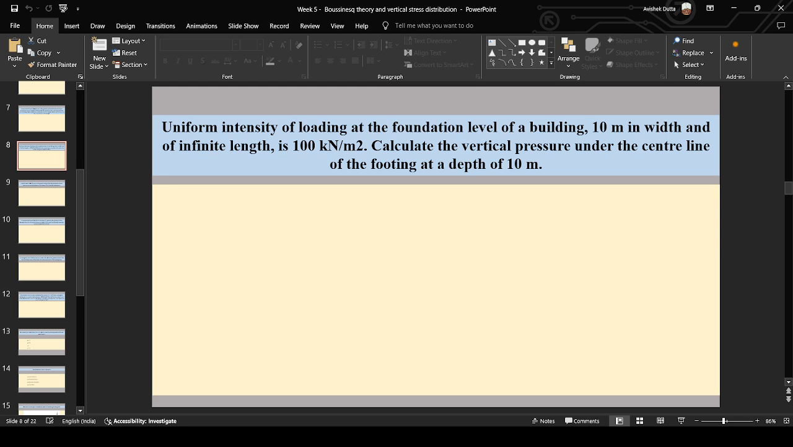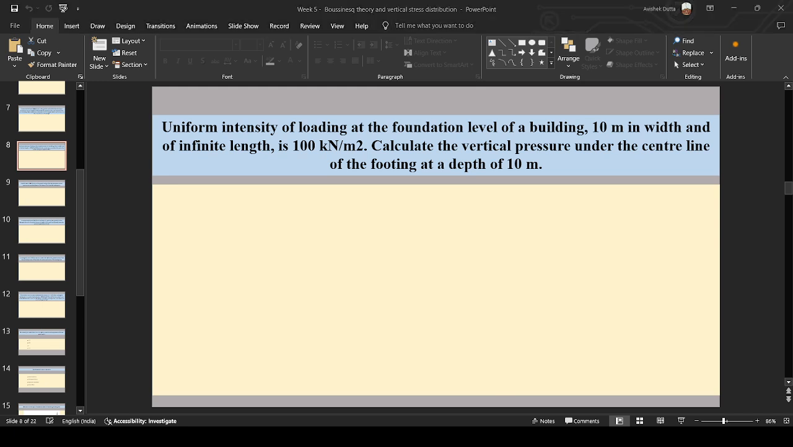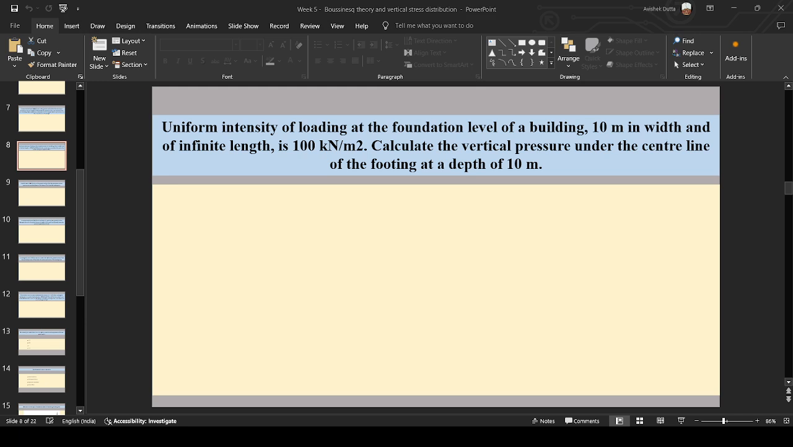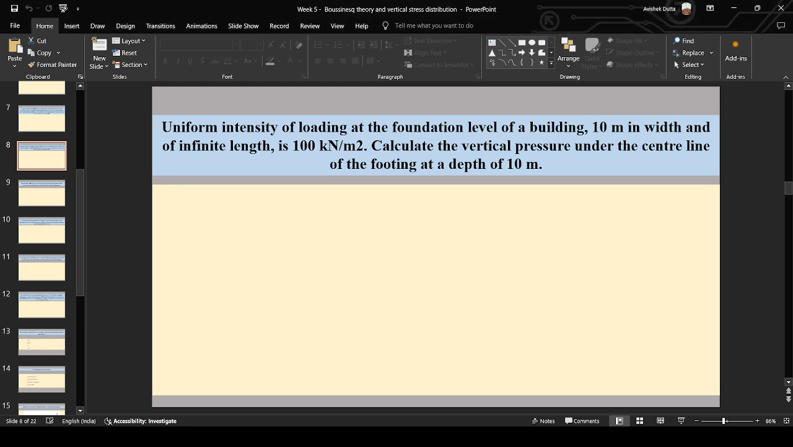I'll repeat the question. Uniform intensity of loading at the foundation level of a building 10 meter in width and of infinite length is 100 kilonewton per meter square. Calculate the vertical pressure under the center line of the footing at a depth of 10 meter. Okay. I'll go to the next question.